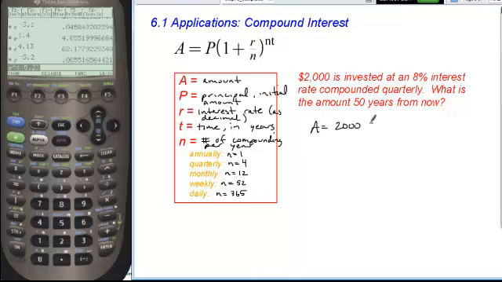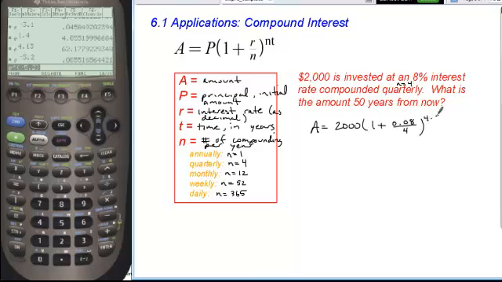Now think about the word percent. Per means divided by, cent is 100, so really you're taking 8 divided by 100 to get the decimal form, and that's 0.08. So there's your interest rate written as a decimal. Okay, and it's compounded quarterly, so your N value is going to be 4. And that's all to the 4 times 50 years. So this would be your calculated value.